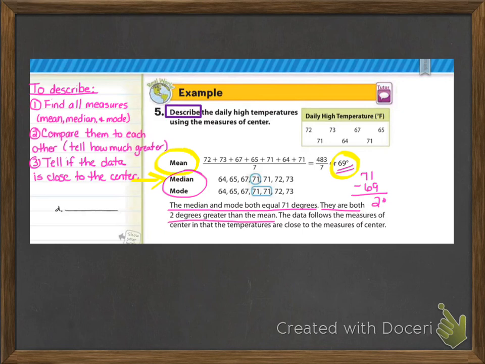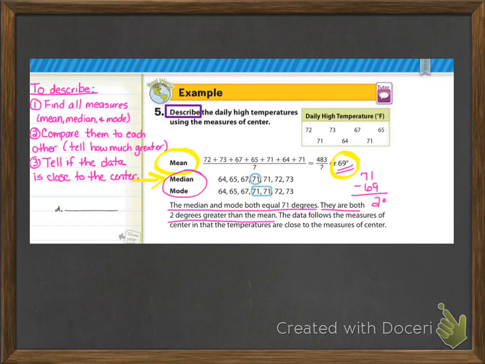And then part 3, you're going to tell if the data was close to the center. Remember, the center is your mean. So look at your median and mode and tell me if they're close to that mean number. Basically, if they're close to the center of data, then all 3 numbers are really close together. So look at this example. You had a 69, a 71, and a 71. They are all pretty close together to each other.